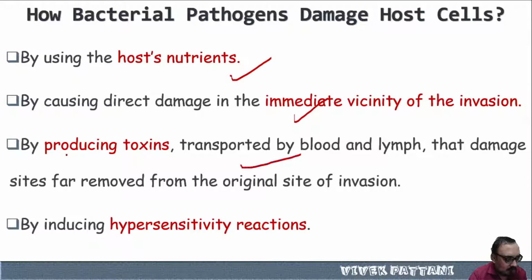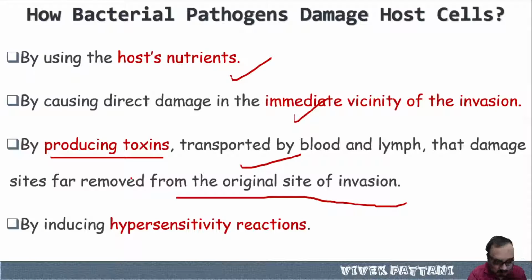The next is by producing toxins, which are transported by the blood and lymphatic system and damage sites far removed from the invasion. In the last lectures we studied how these are transported. Once they enter the lymph system or blood, they spread throughout the body, and sometimes they act by inducing hypersensitivity reactions.